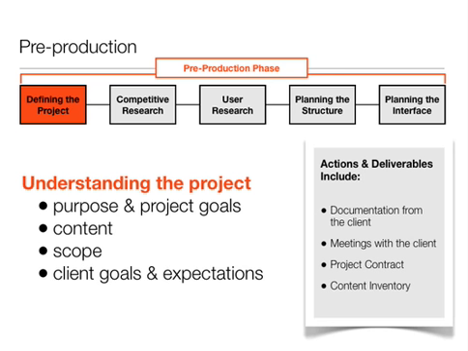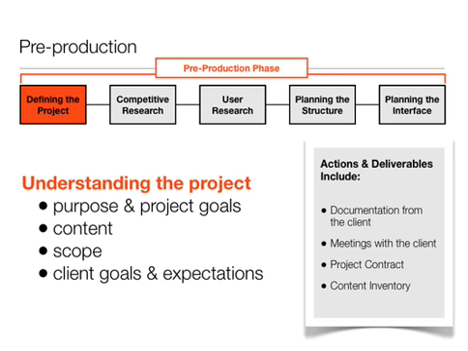The first phase of pre-production is defining the project. If you are really creating a plan for a football team, you would define who your team is, what your record has been, and what your goals for the season are in this phase of the pre-production. In defining the project, you make sure you understand the project, including the purpose and project goals, the content, the scope, and the client goals and expectations.